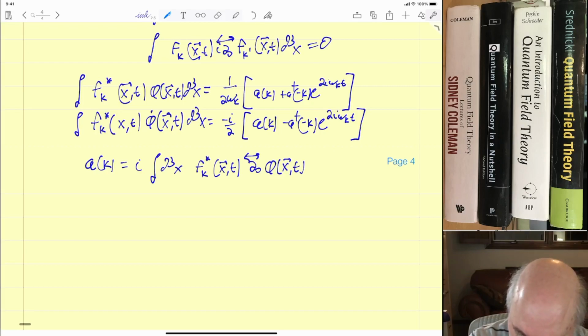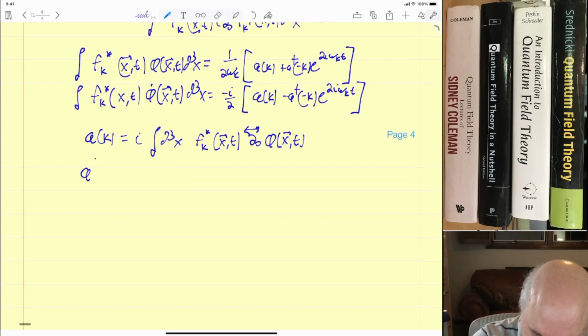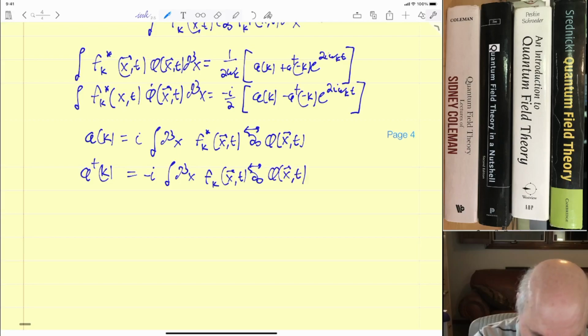And it's pretty easy to show that this is independent of time, because this is like by Green's theorem, and each of these solves the Klein-Gordon equation. So it's not too hard to show that if you take a time derivative here, this will vanish. Okay. And obviously A dagger K is the same thing, with a minus i. We don't need the phi star because phi is real.